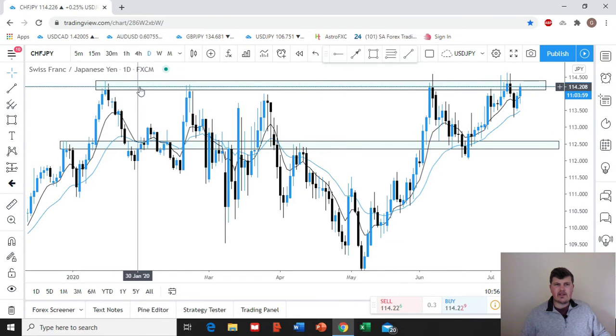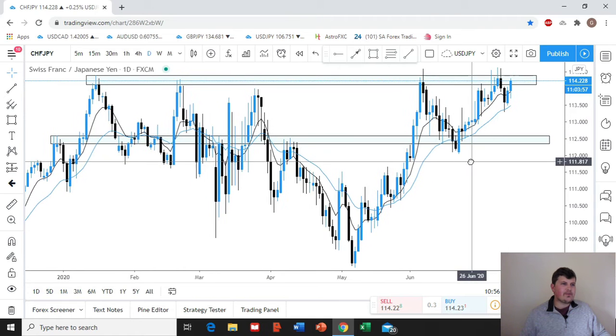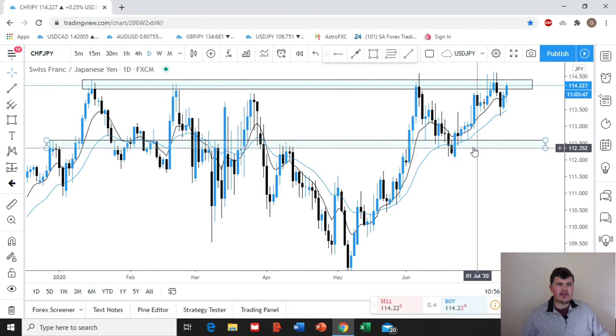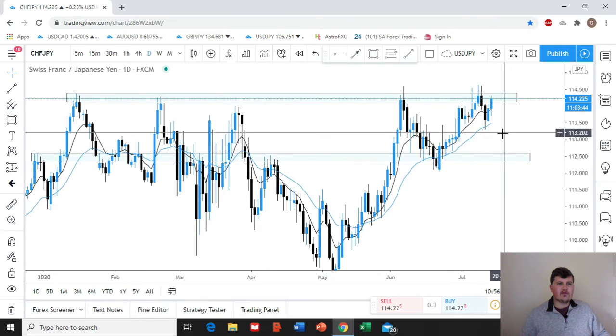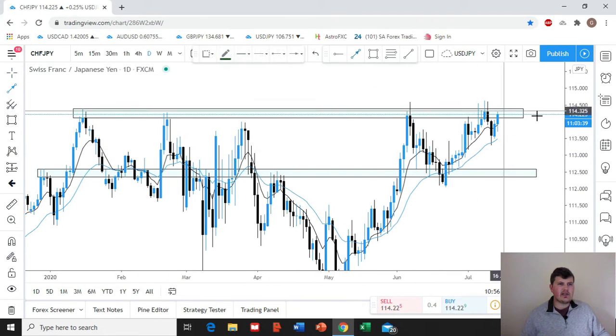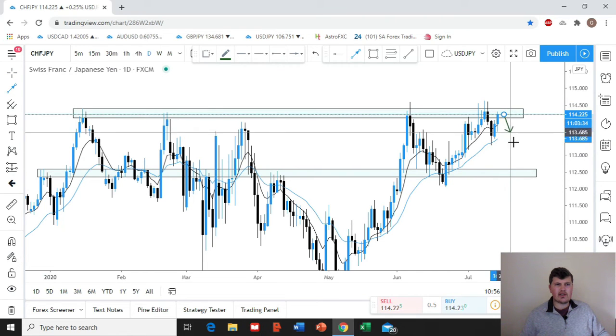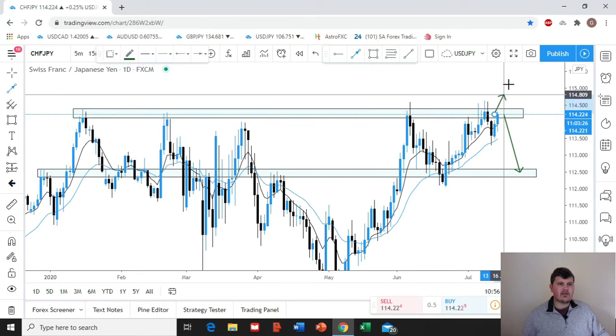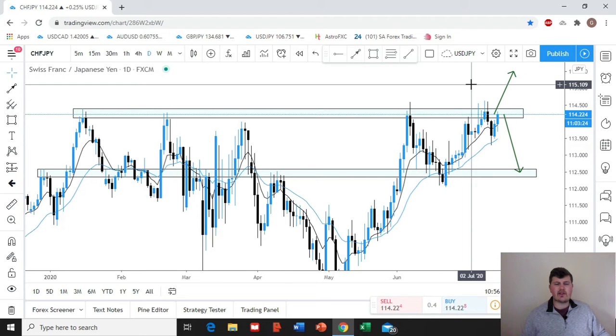Okay, so this is the resistance area, this is the support area. It's been tested there, it's been just hovering around this area over here, tested again here, tested again more recently here. So what is likely to happen is we can expect a rejection at this resistance area, and price can test the support area once again, or it can just go higher if it decides to do it.